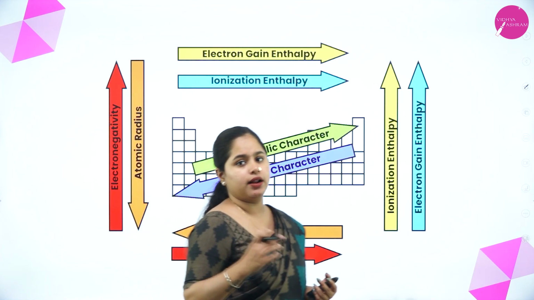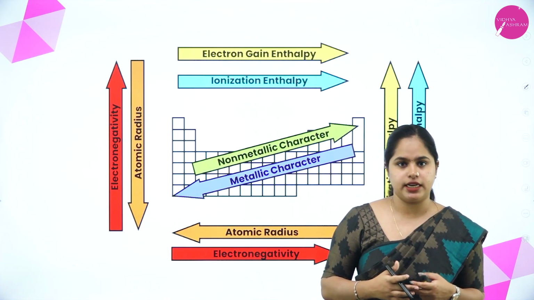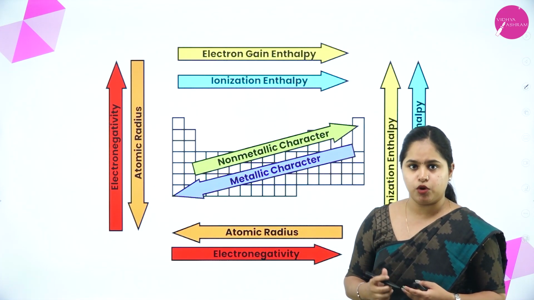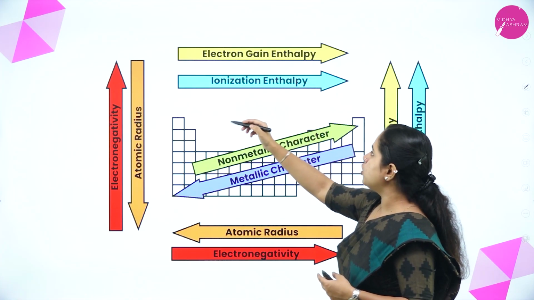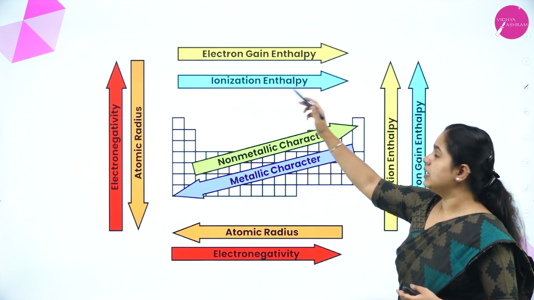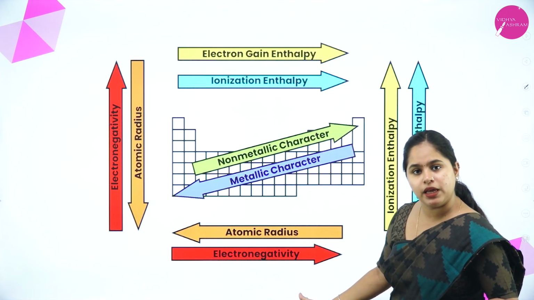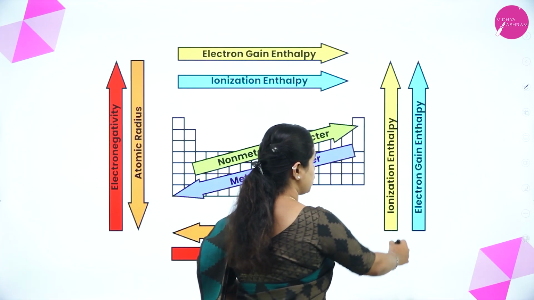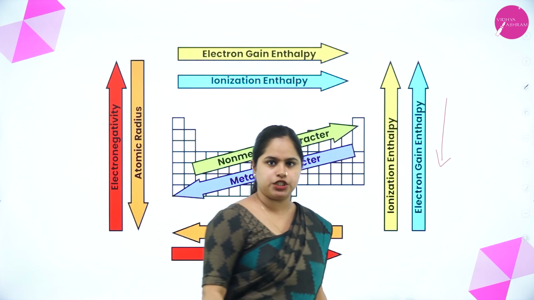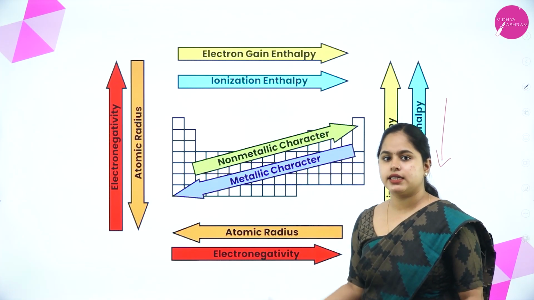Now, let's summarize the trends of the physical properties in the periodic table that we have studied till now. Let's begin with electron gain enthalpy. We studied electron gain enthalpy in this session, right? Across the period, it increases, right? If across the period it is increasing, that means down the group it will be decreasing. As you can see here, it is shown in this direction. Increasing in this direction means decreasing in this direction. Clear? So, electron gain enthalpy increases along the period and decreases down the group.